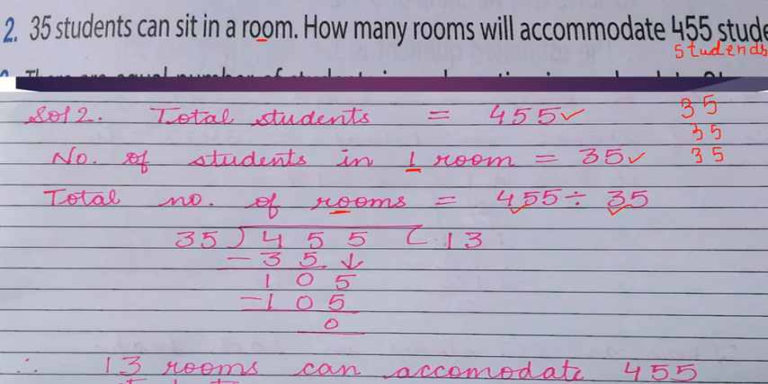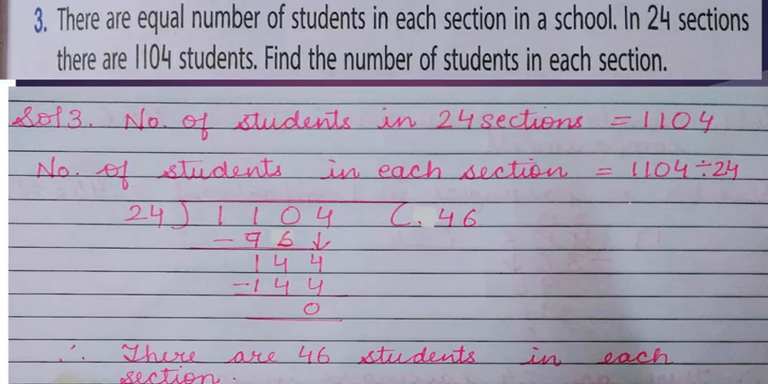We will shift 35 in one room, then shift 35 in the second room, and then you will say, ma'am, this is equal distribution, and equal distribution means division. Okay, come on, now see the next question, students. Question number 3, you should also read with me for proper understanding.